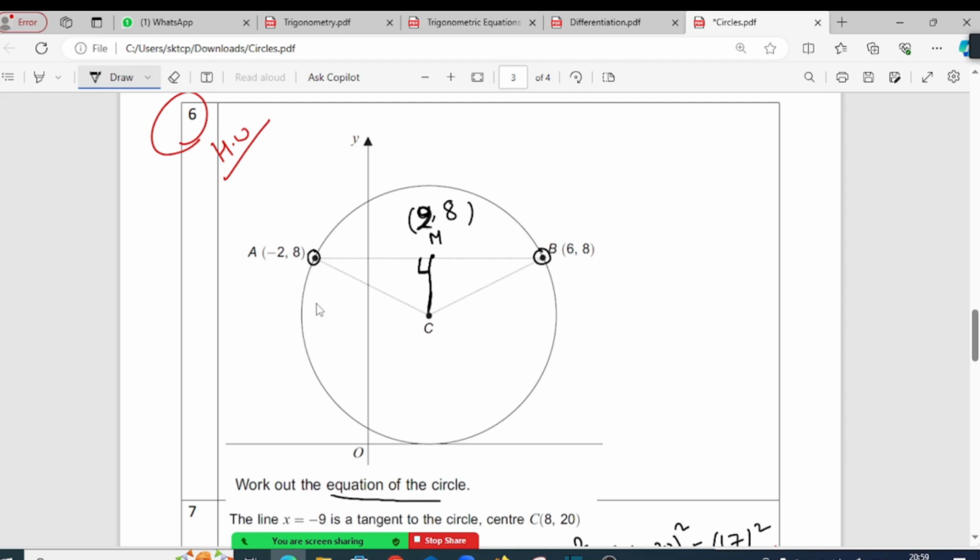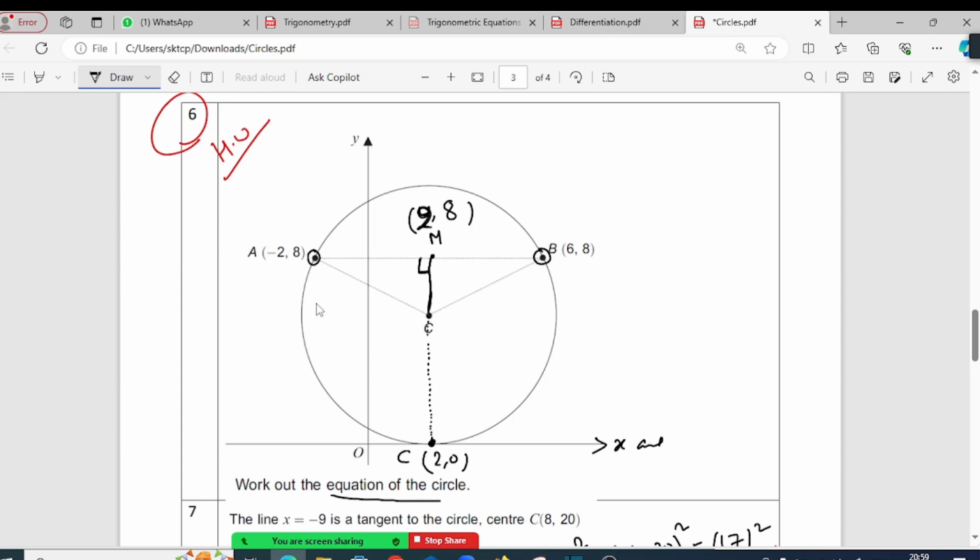So what does it mean? If you go through this line continuing downward, can you tell me the coordinate of this point, which is the tangent? This x-axis is tangent as shown in the diagram. Can we find the coordinate of this point? Let us suppose this is the C. Can you tell me this coordinate? (2, 0). Excellent, (2, 0).